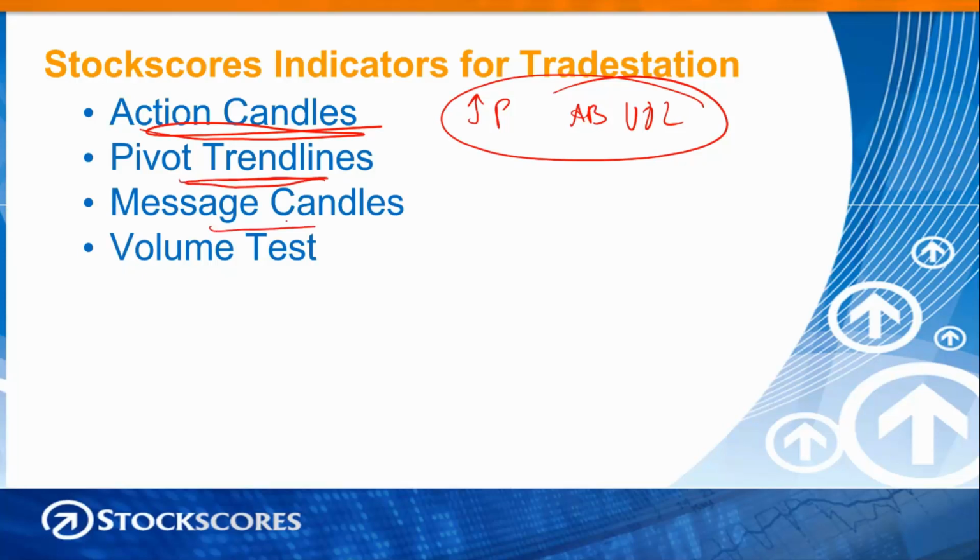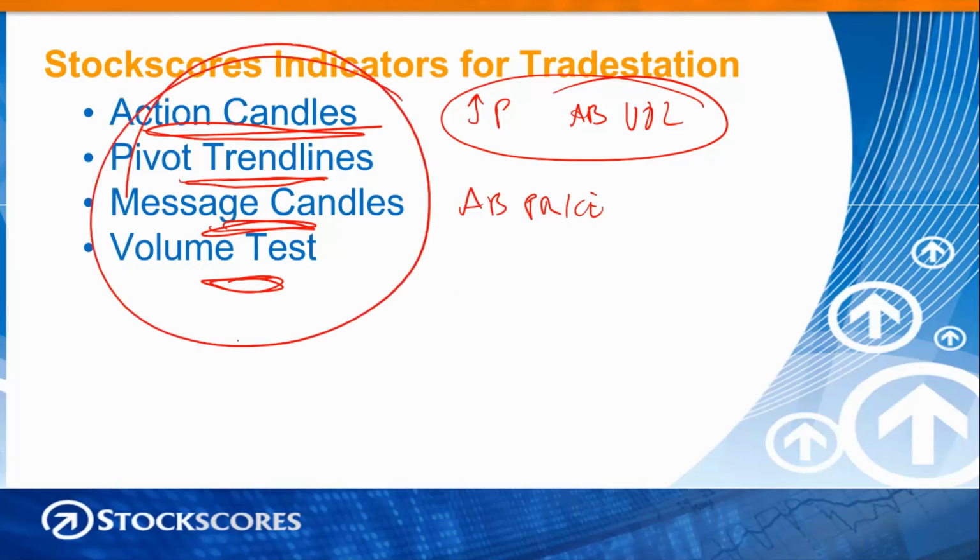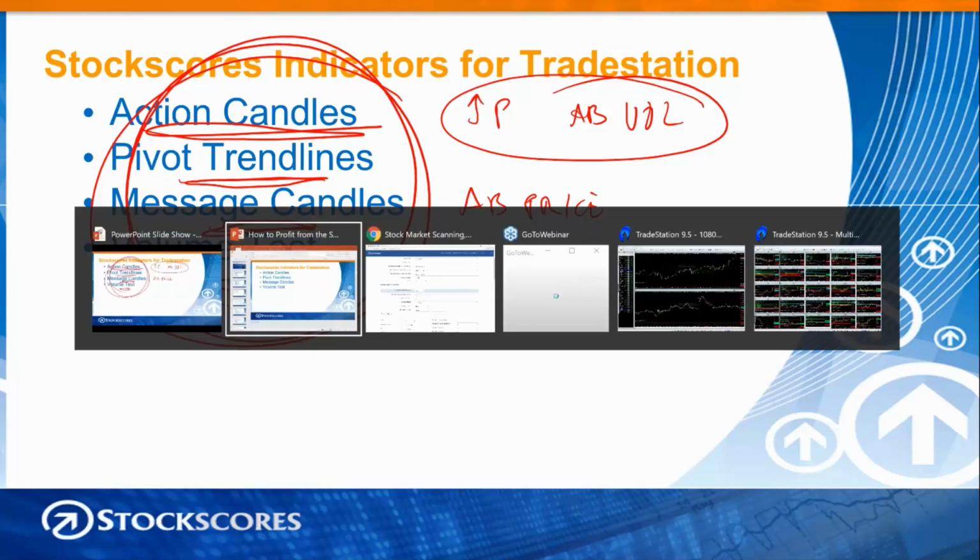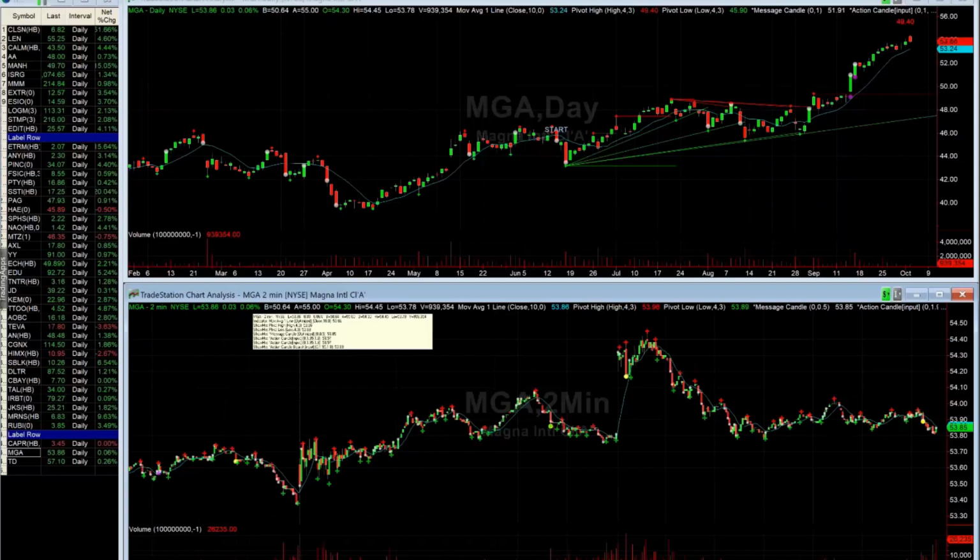A message candle, which is another one of my indicators, is basically just abnormal price. It doesn't worry about volume. And then we have a volume test indicator, which is a measure just of the abnormality of the volume. These things are primarily the basis for about 90% of the trades that I do. So let's jump over to Tradestation and I'll show you a few examples.